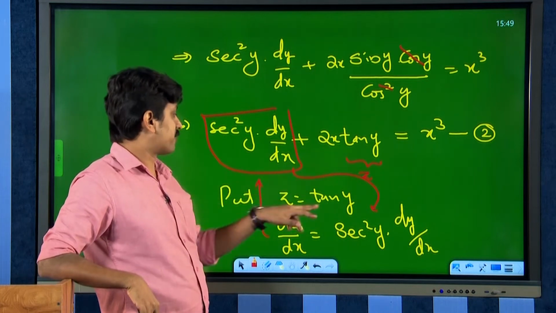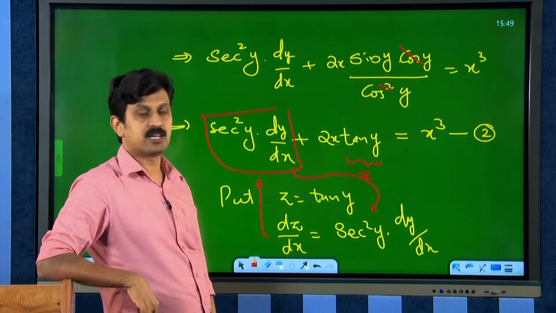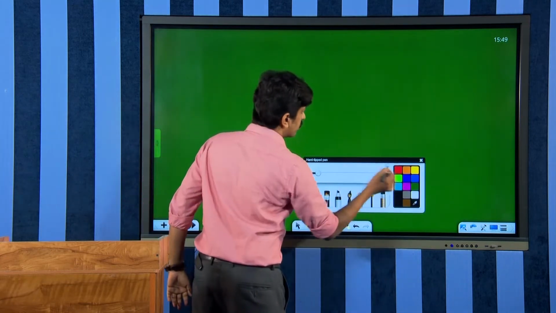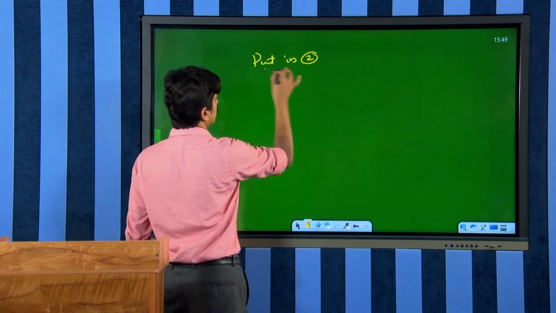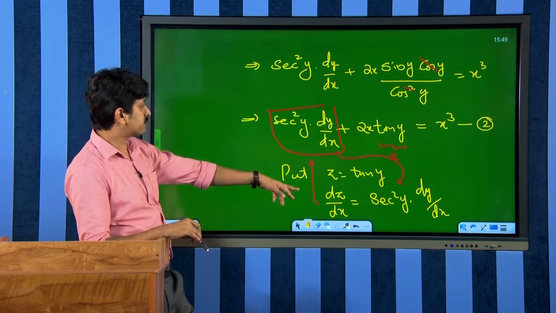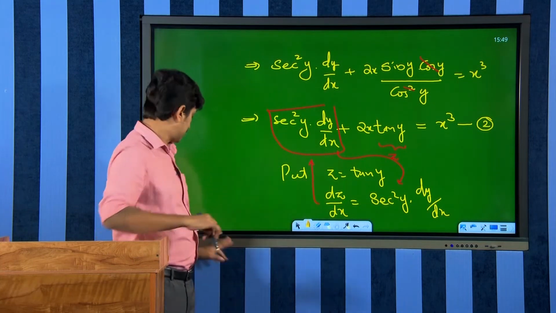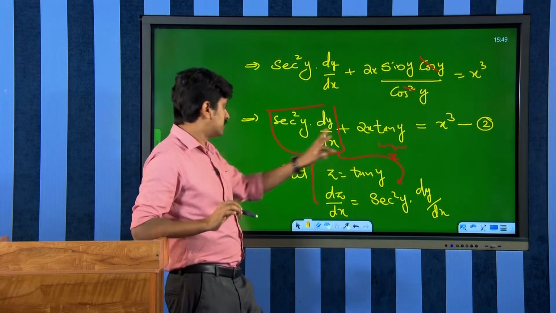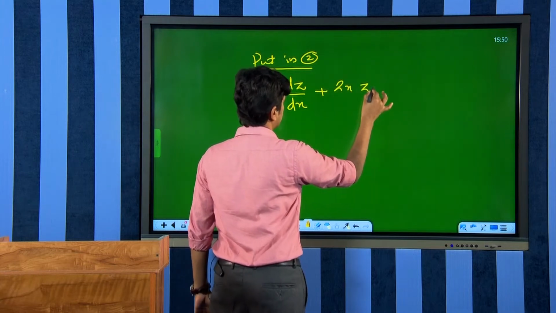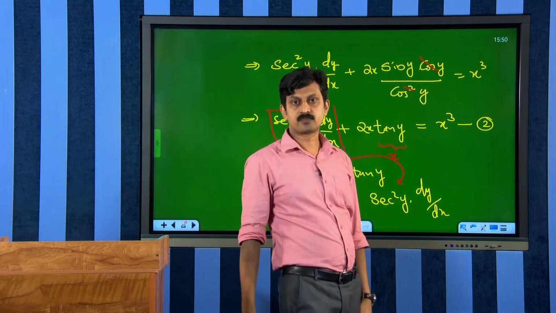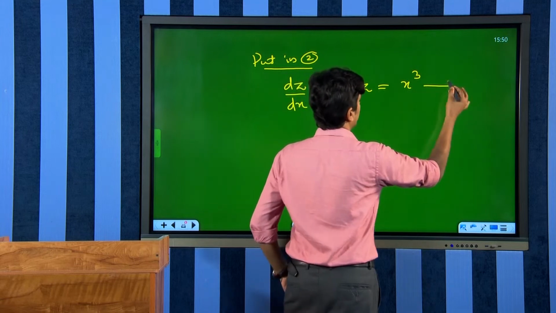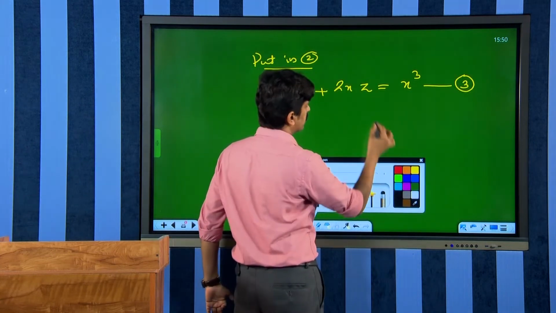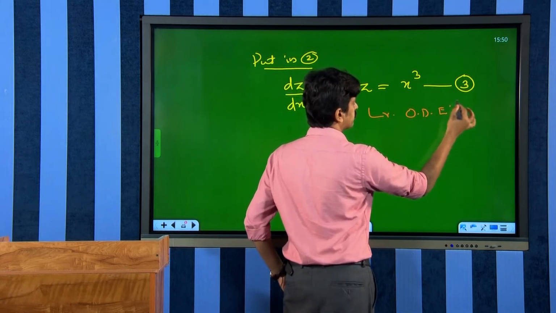See, 2x into z, since z is equal to tan y. So, instead of tan y we can replace it with z, and finally, the RHS is x cube only. So, put in equation number 2, therefore, equation 2 becomes: instead of sec square y into dy by dx, we have dz by dx, plus 2x into tan y, that is tan y is z, therefore 2x z, is equal to the r of x, that is x cube. So, finally, we got a linear differential equation. This is the third equation. This is a linear ordinary differential equation in x and z.